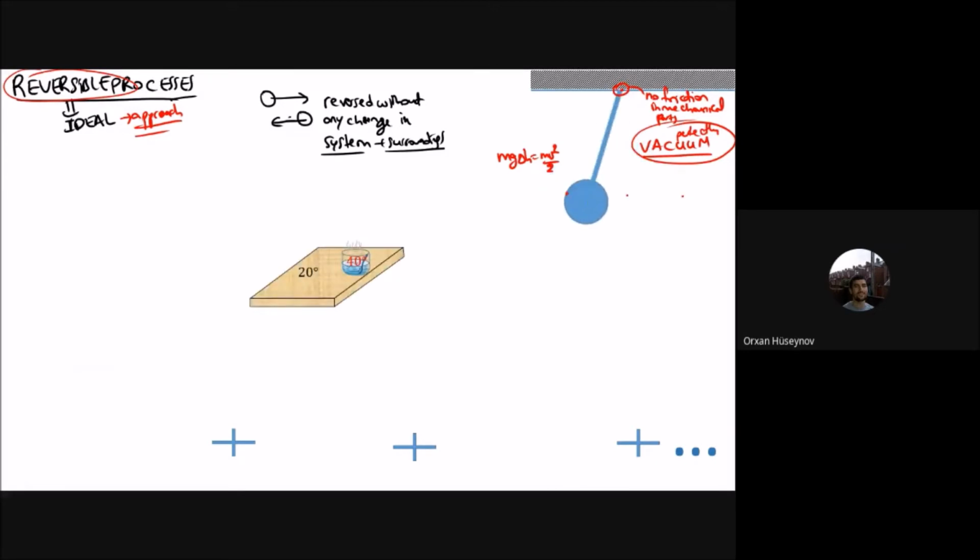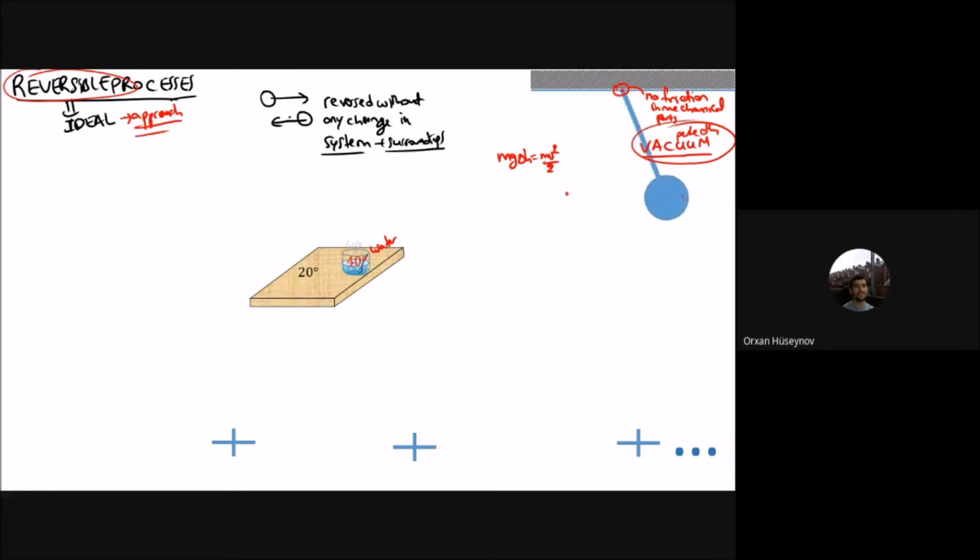There is one more reversibility limit. So here we have 40 degrees Celsius water, and the environment is at 20 degrees Celsius. There is a finite temperature difference between this one and the environment. The environment is at 20 and the water is at 40 degrees Celsius.